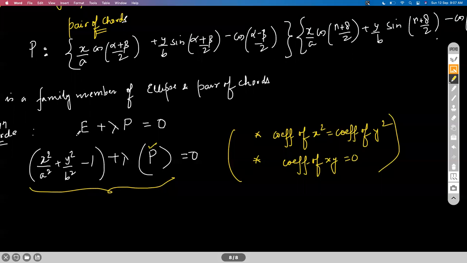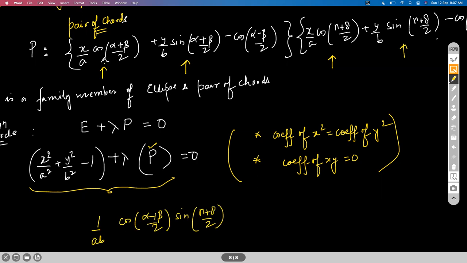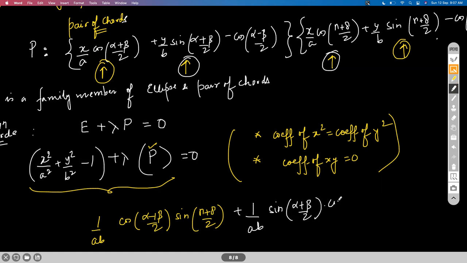If you check your P term, your xy term will come when this fellow multiplies with this fellow, and when this fellow multiplies with this fellow. Let me just multiply and show you. It will be 1 by ab, not a square, 1 by ab, cos of (alpha plus beta) by 2 into sine of (gamma plus delta) by 2. Now I'm going to multiply the other pair, and that will give me 1 by ab sine of (alpha plus beta) by 2 cos of (gamma plus delta) by 2. This should be zero first of all.